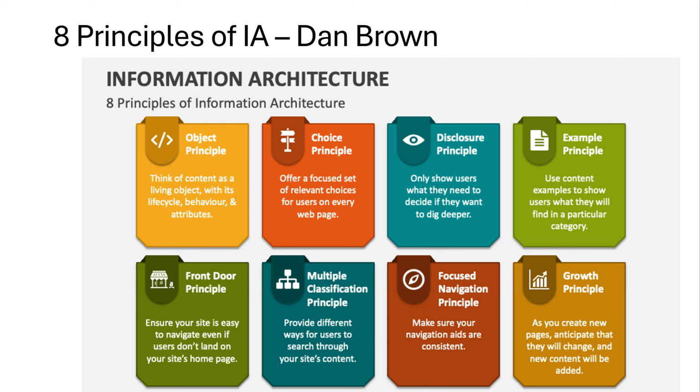So going back to these 8 principles, first you have the object principle. We think of content as a living object with its life cycle, behavior, and attributes. So when you're considering a piece of content in your site, let's say it's a team listing, that listing of team members becomes an object. Which is quite a bit different, right, than the other direction where we think, okay, we have a bunch of team members, and now we're going to make a list of them. This manifests an importance to that list.